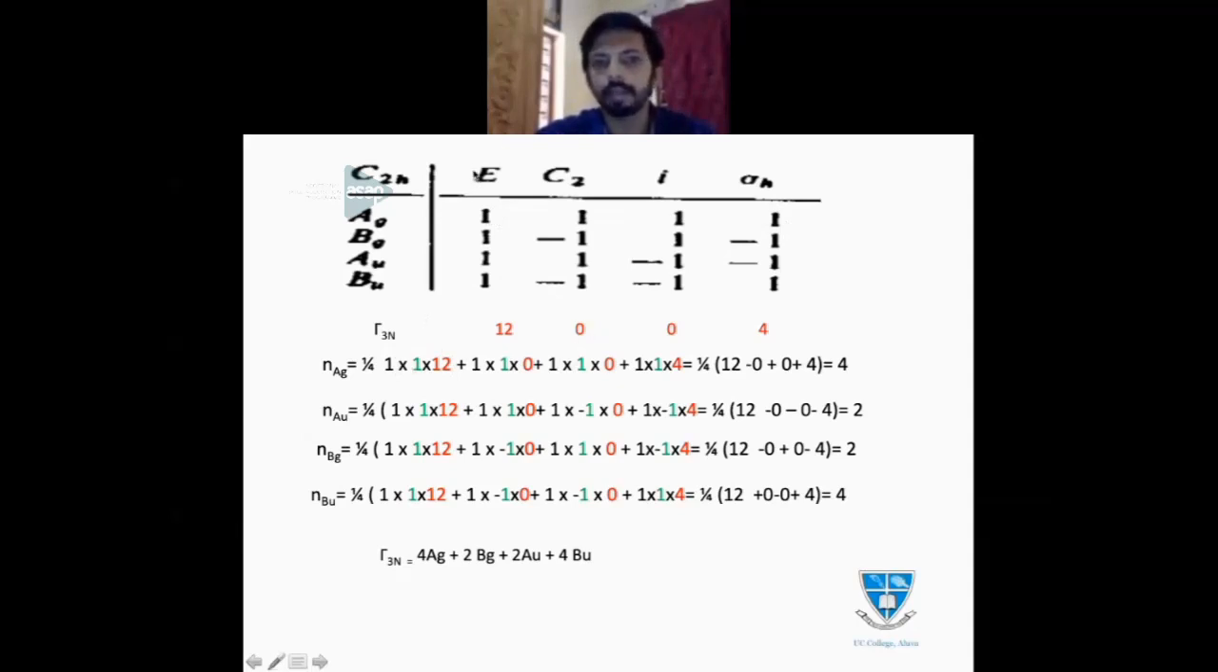Again, the number of classes is the number of elements in one class. This is 1, this is 1, this is 1, this is 1. So the order of the group, that is 1 plus 1 plus 1 plus 1, is 4 elements present, so that is again 4. So 1 by 4 into this one, 12 minus 0 0 4. So totally we will get gamma 3N as 4Ag plus 2Bg plus 2Au plus 4Bu.